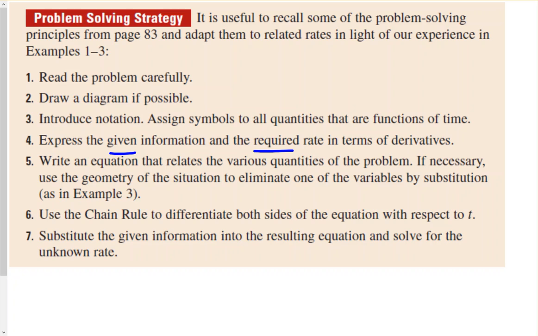In the last problem you saw, we eliminated one of the variables by substitution. Right? So we solved r in terms of h, and we kept it simple in terms of one variable. And then we use the chain rule when we take the derivative of both sides with respect to t. Then we use the given information, substitute in, and then we solve for the unknown rate.